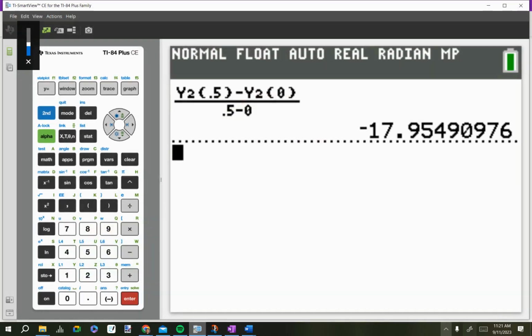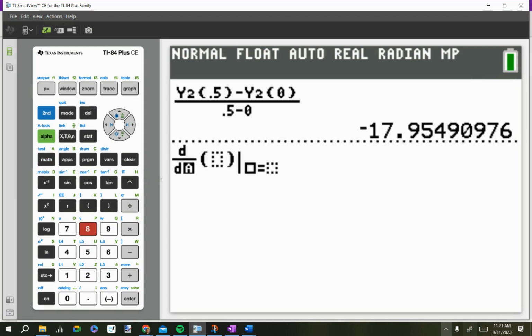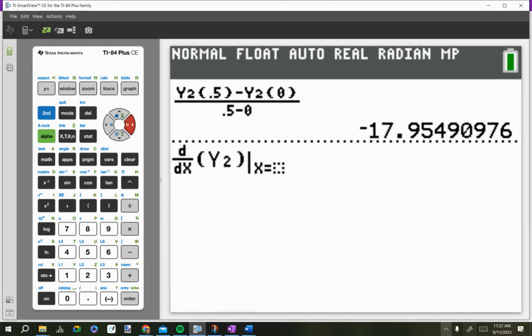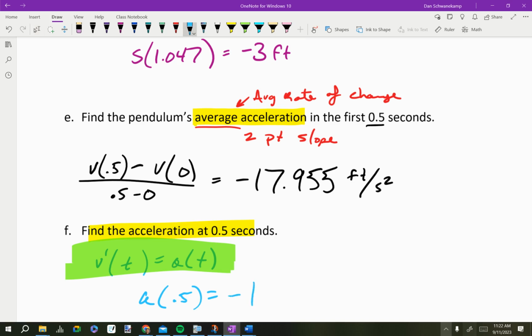Here we go. To find it, we're going into our calculator. Math 8, numerical derivative. dx alpha F4 y2, because I want to take the derivative of velocity at 0.5. We hit enter. Negative 1.910. Again, that would be feet per second squared because I'm talking about acceleration. A lot of calculator skills you need there, but if you can do those skills, you can do almost everything we need to do this year with our calculator.